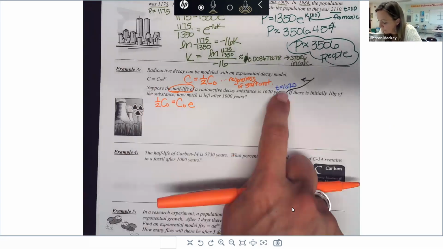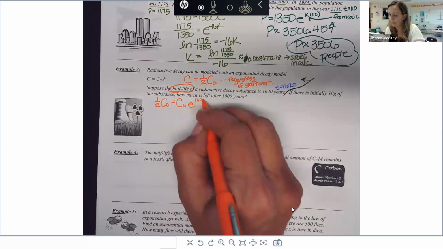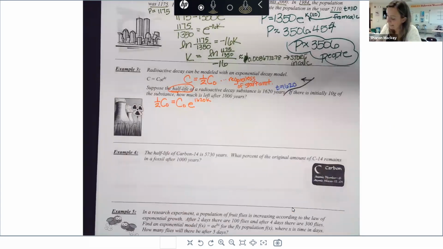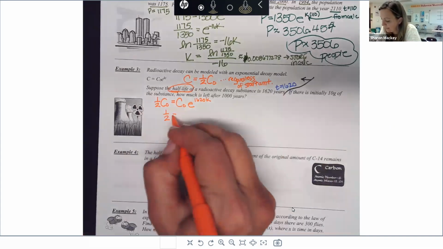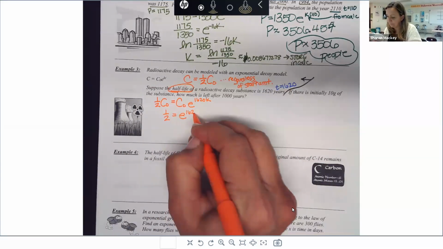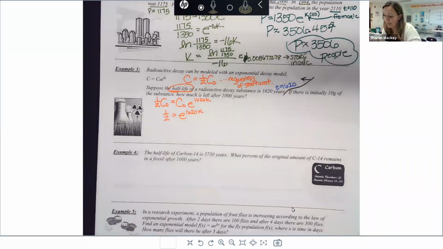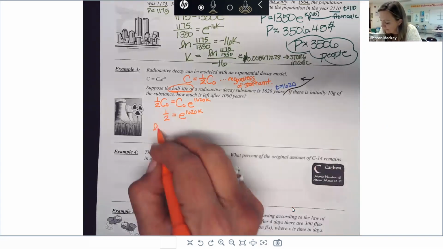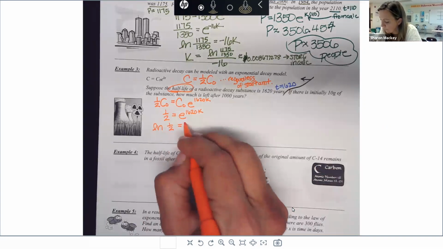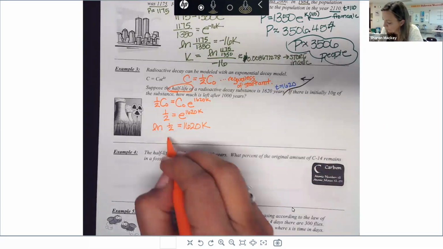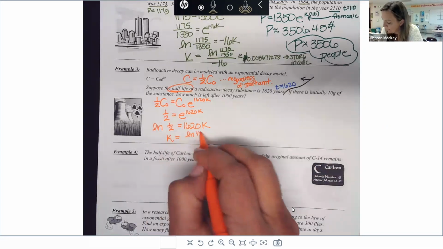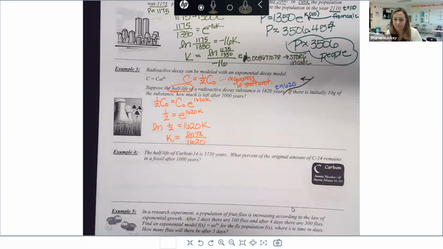So K times 1620 would be like 1620K. Again, we can see that we would just divide both sides by C sub 0 to get 1/2 equals e to the 1620K. Now we would use the way we solve logarithmic equations, again, either taking the natural log of each side or rewriting in logarithmic form to get that the natural log of 1/2 is equal to 1,620K. And we can see then that K would be the natural log of 1/2 over 1,620.